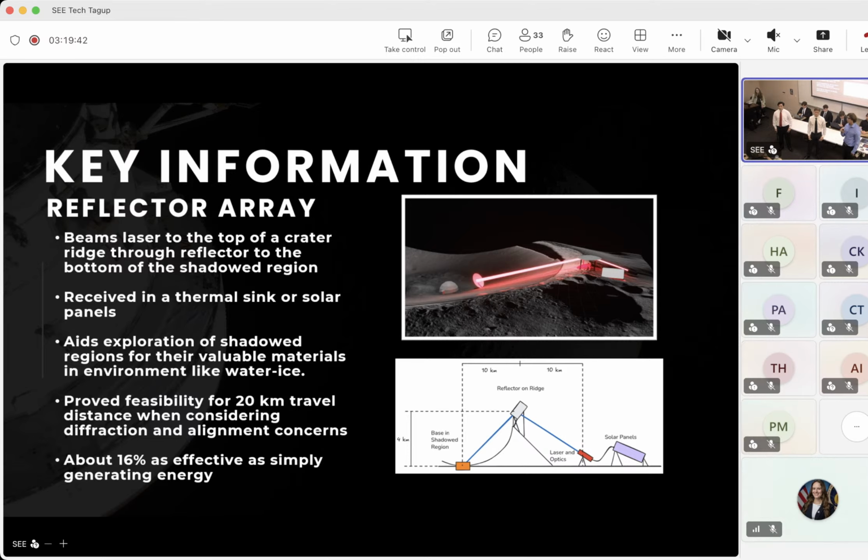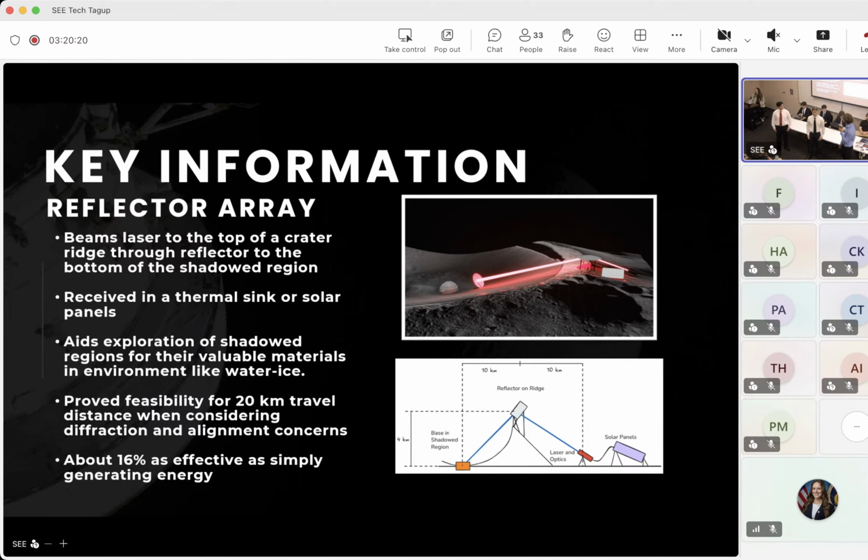And so one of the ways we want to address getting power there is by having a bunch of solar panels in a bright region, and then you use a laser to transport it to the ridge of the crater, and then reflect it down into the crater where it could be received using a thermal sink or more solar panels. And we proved that this was feasible with about 20 kilometers of travel distance, because there's no atmosphere on the moon, its absorption is negligible. The constraints that we considered for that were beam diffraction and angular alignment concerns. And this is about 16% as efficient as just generating the electricity directly.